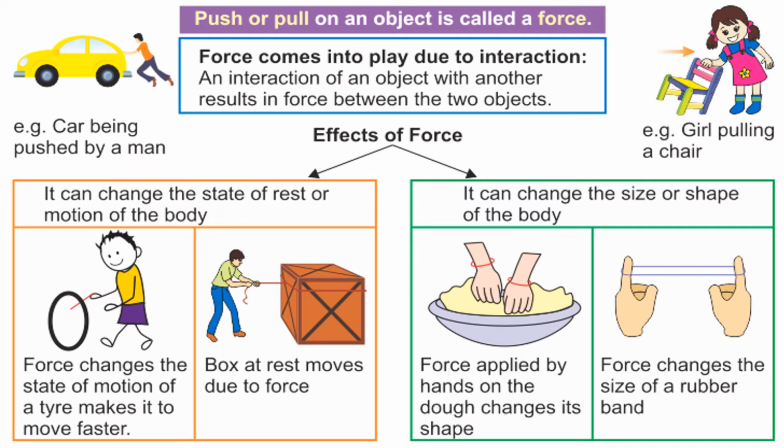Understood? So any push or pull of an object is called a force, and force can change the state of the object, whether it is moving or whether it is at rest. अगर rest पे है, force apply करेंगे तो वो move करने लगेगा. अगर move हो रहा है तो उसको अगर force लगा के हम लोग रोक भी सकते हैं. On the other hand, it changes the size or shape of the body. Size भी change कर सकते हैं हम लोग, shape भी change कर सकते हैं हम लोग, if you apply force onto it. ठीक है? So I hope the concept of force is clear to all my students.